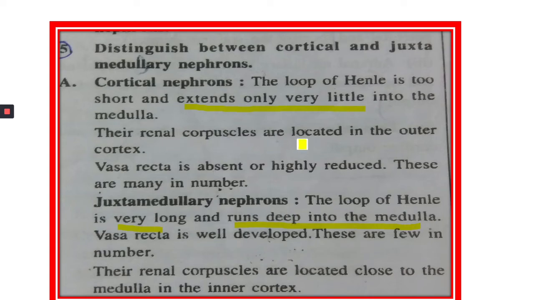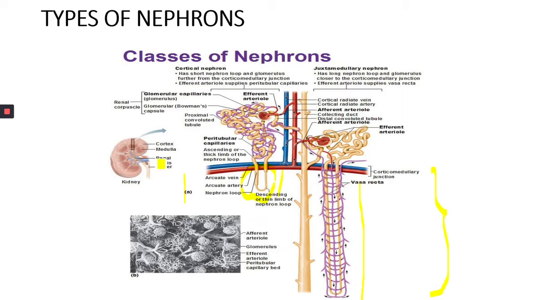Renal corpuscles are located in the outer cortex. This is a renal corpuscle, in the outer part of the cortex. This is the cortical nephron. This is the juxtamedullary nephron. Here the renal corpuscle is here, but there it is here. You can see the difference: the renal corpuscle is not in the same position. In the juxtamedullary nephron, the renal corpuscle is very next to the medulla. That's why it is called juxtamedullary nephron.